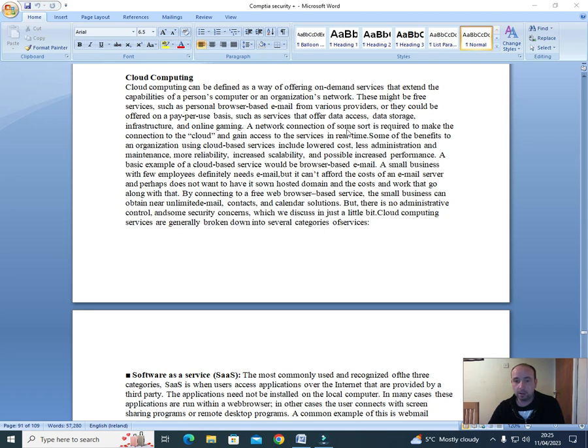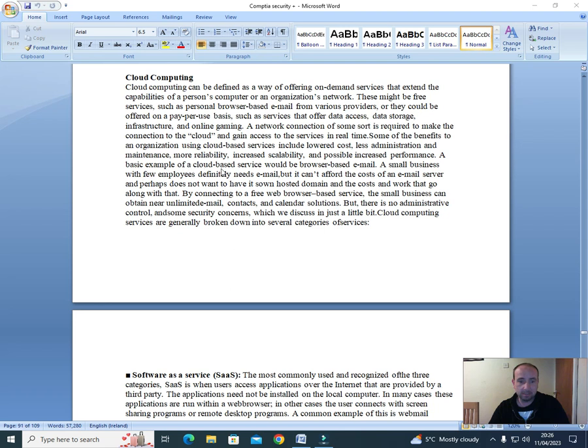A network connection of some sort is required to make the connection to the cloud and gain access to the services in real time. Some of the benefits to an organization using cloud-based services include lower cost, less administration, maintenance, more reliability, increased scalability, and possible increased performance.